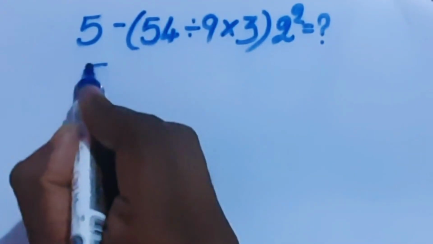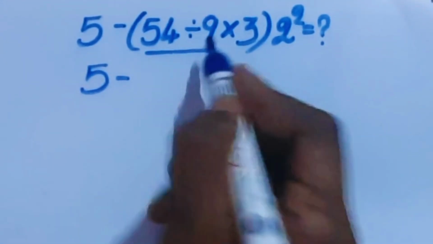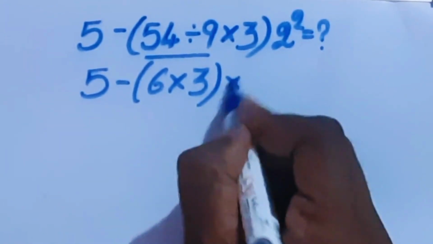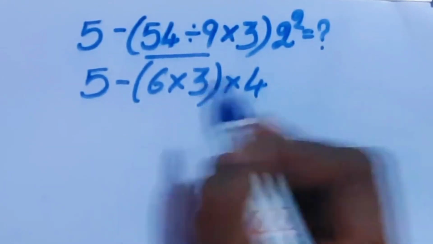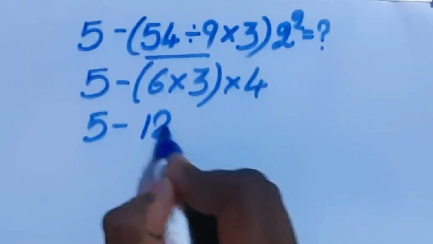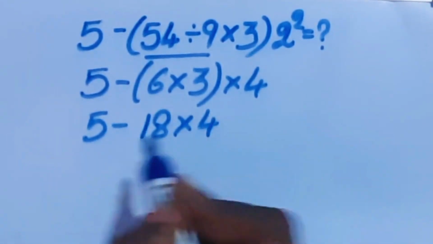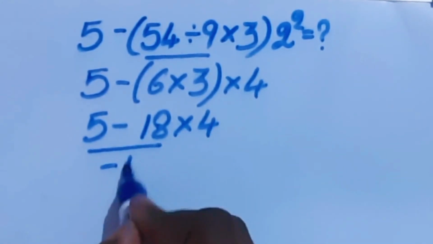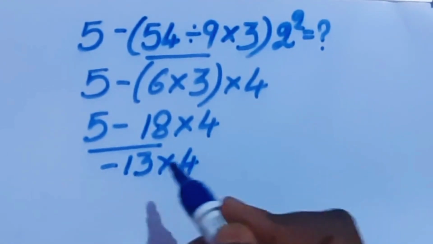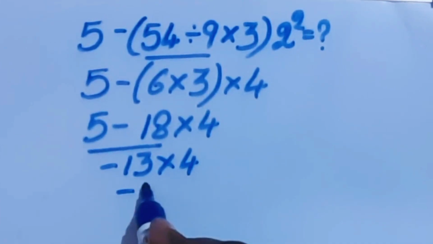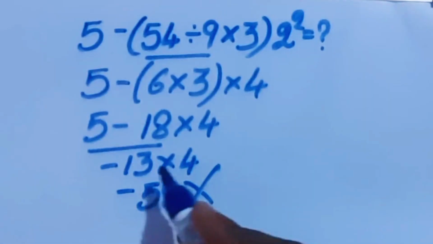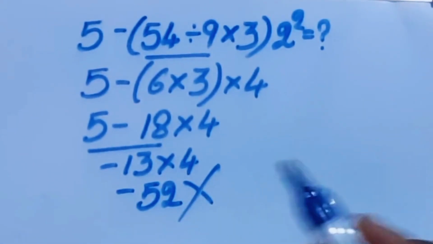Hi guys, here 5 minus (6 times 3) times 2 power 2 is 4. Now 5 minus 6 times 3 is 18 times 4. Now this is negative 13 times 4. Now 13 times 4 is negative 52, which is the wrong answer as per the order of operations.